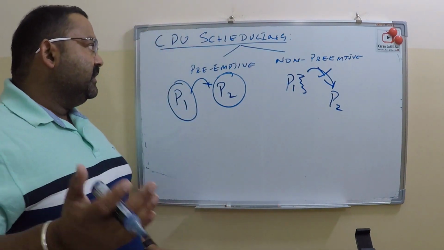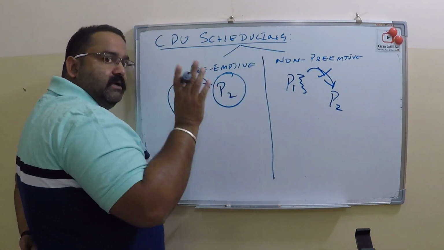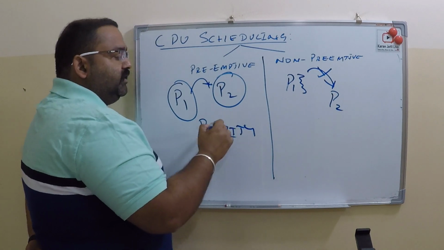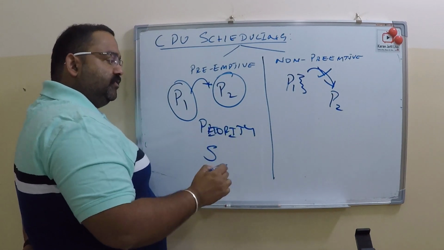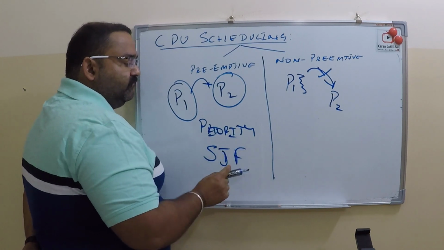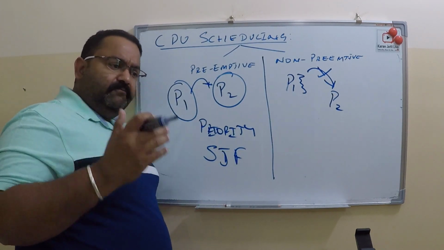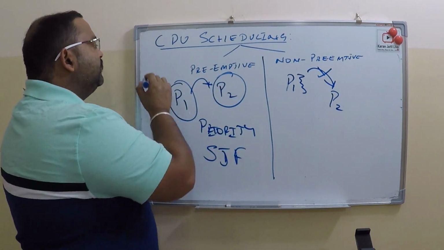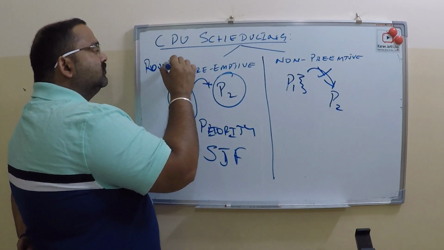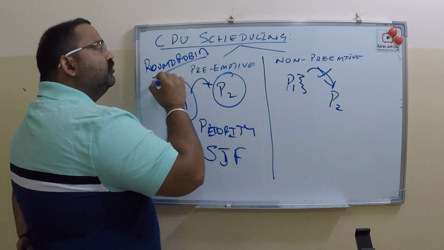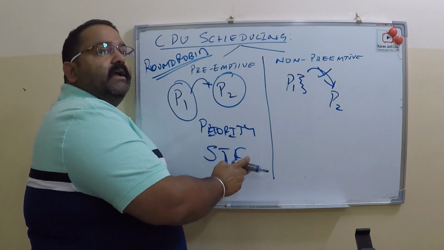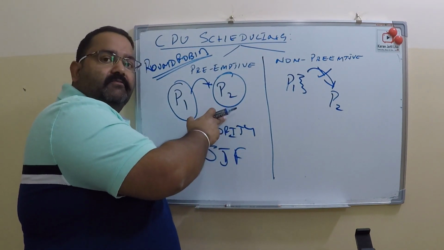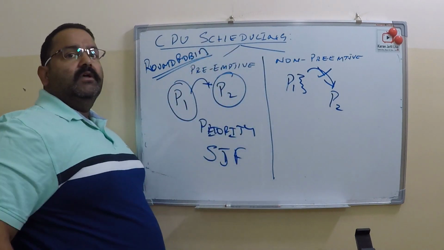Okay, so guys, the main example of preemptive scheduling is priority scheduling. And then we have another type of scheduling, we call it shortest job first, right? And another type of preemptive scheduling is round robin. It is a true preemptive scheduling. But priority and shortest job first can work in both manners. They can work as preemptive as well as non-preemptive.